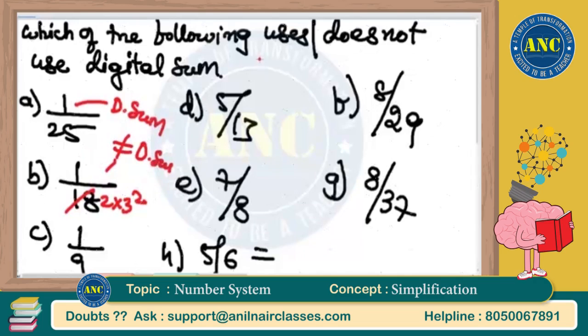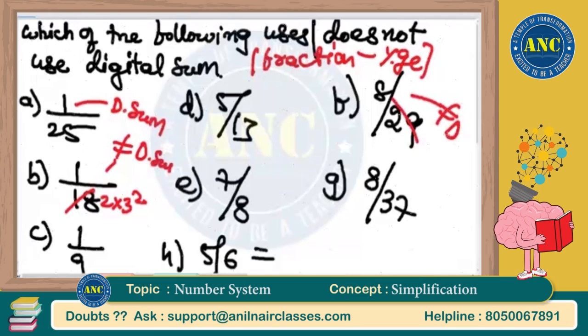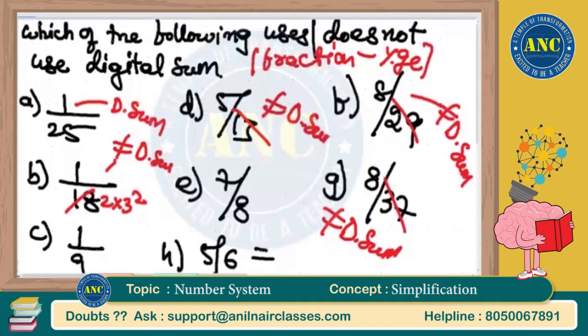If the fraction is converted into percentage, we cannot use a digital sum when the denominator is other than 2 and 5. It cannot use a digital sum if the answer is in percentage. Here the denominator is 2 cube, so you can use a digital sum. Here it is 2 into 3, so it cannot use a digital sum. Absolute clarity. I hope you got it, sir. Any doubts, please ask me.